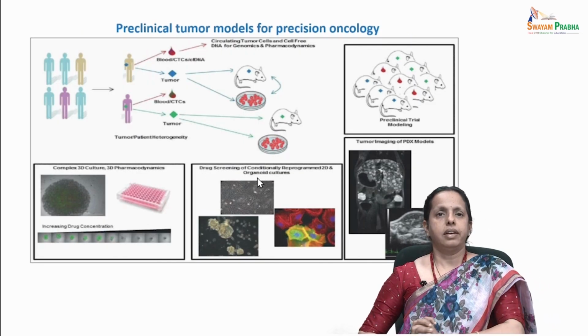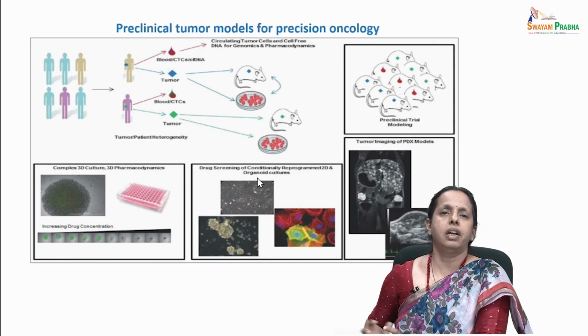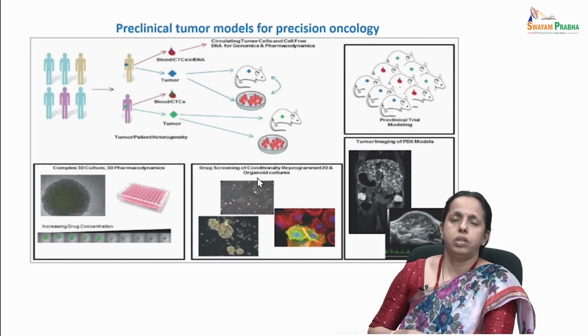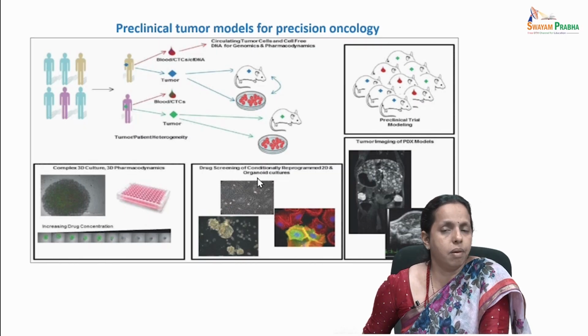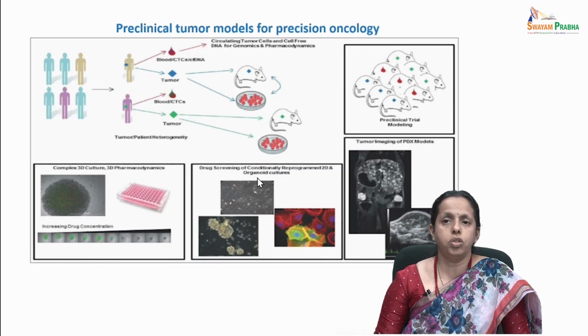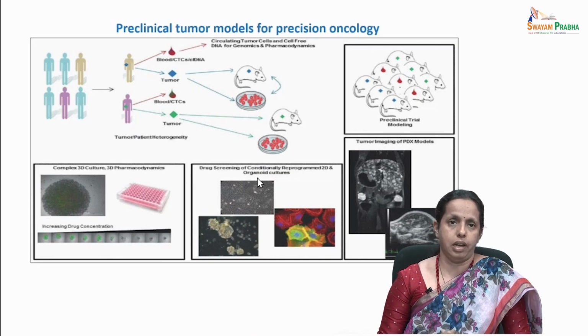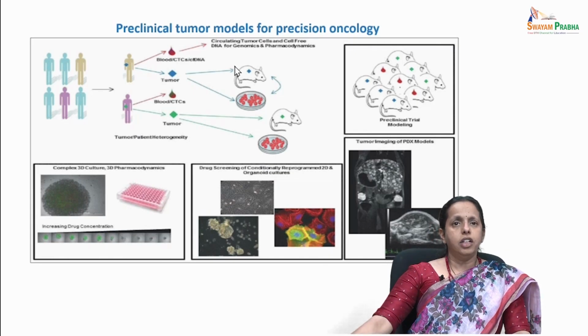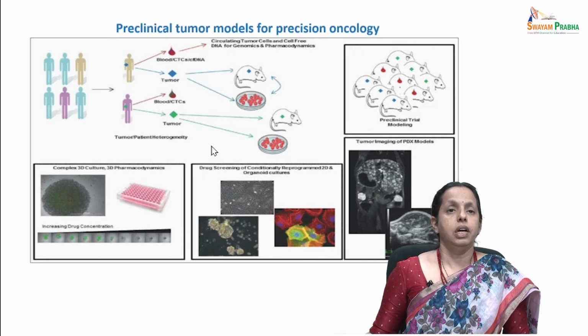This is a typical example of how you develop preclinical tumor models for use in precision oncology. Usually you develop mice models. They are usually patient-derived xenografts. You use nude mice mostly. This is how you develop preclinical tumor models for precision oncology. How do you do this?